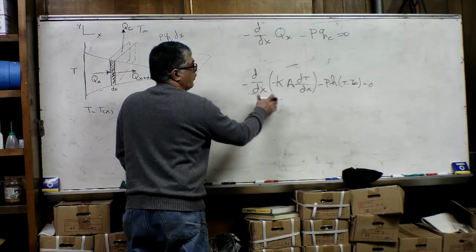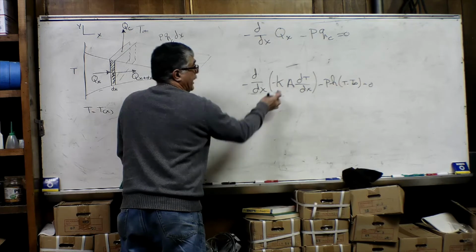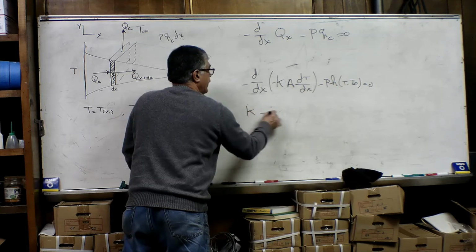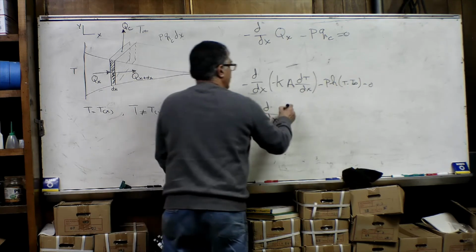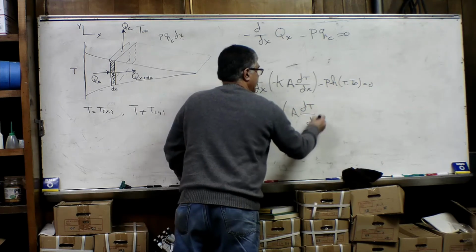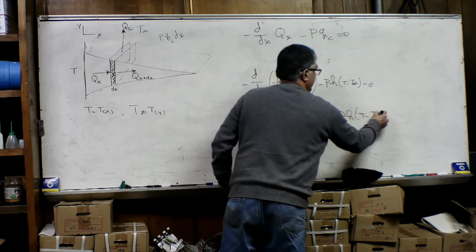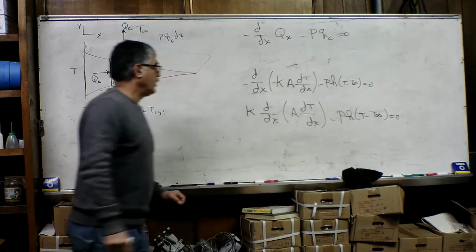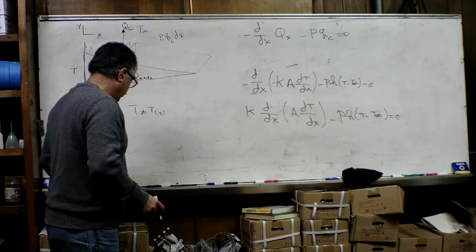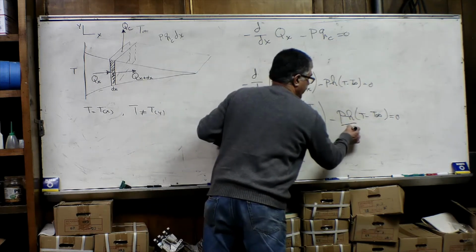Our k is constant, so we can write this equation as minus times minus is positive. And since k is constant, we can bring it out, and we can write this as k d over dx times A dT over dx minus Ph T minus T infinity equal to 0. So let's divide this equation by k. If we do that, k will be canceling here, and we are going to have k here.